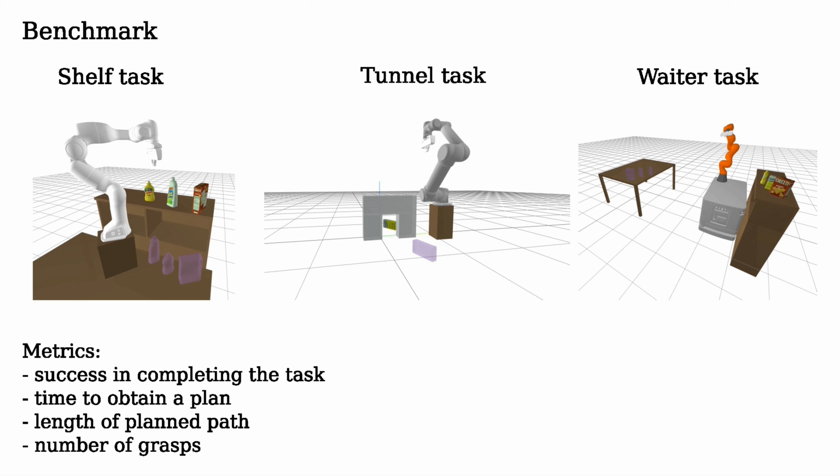To compare the proposed approach with the baselines, we use the following metrics: the success rate in solving the task, the time to find a solution, the length of the planned path, and the number of object grasps and releases, so the number of contacts.